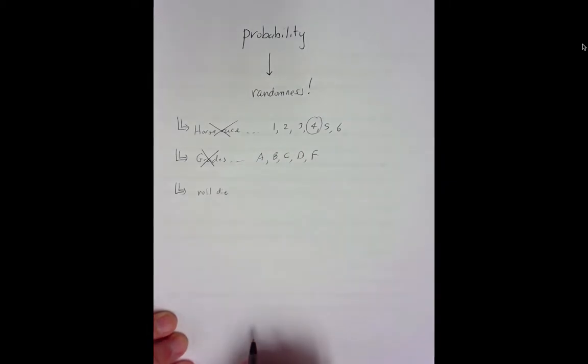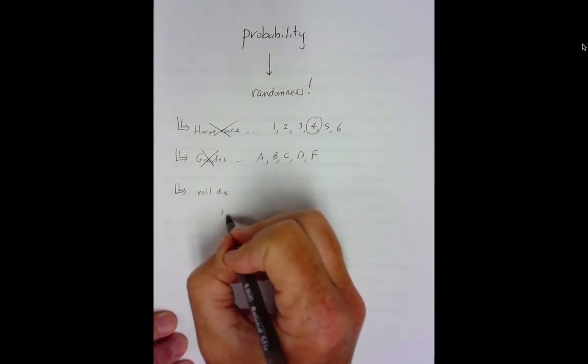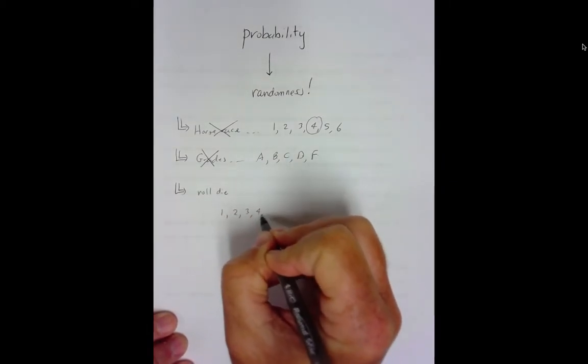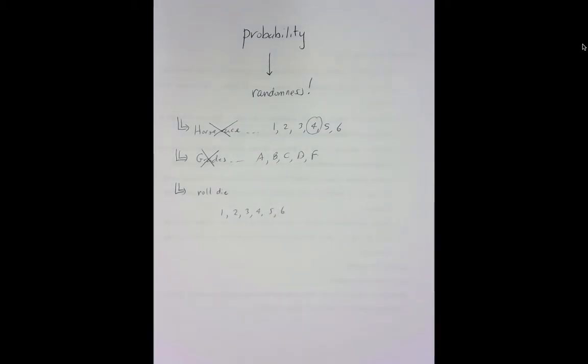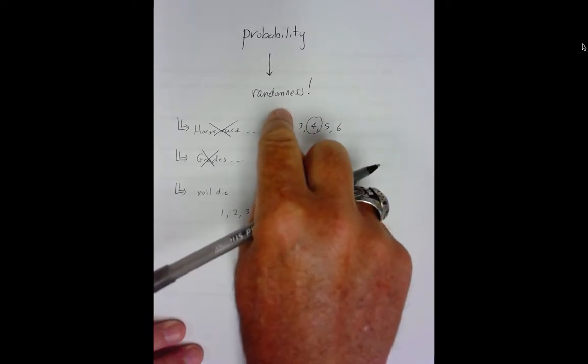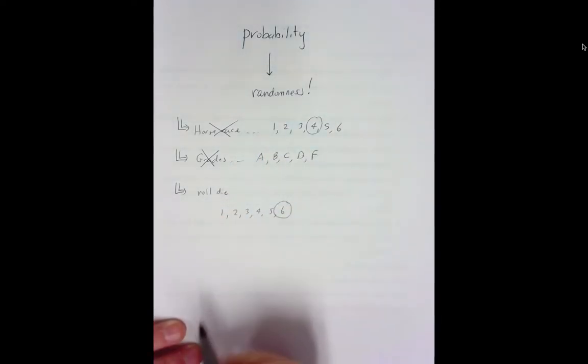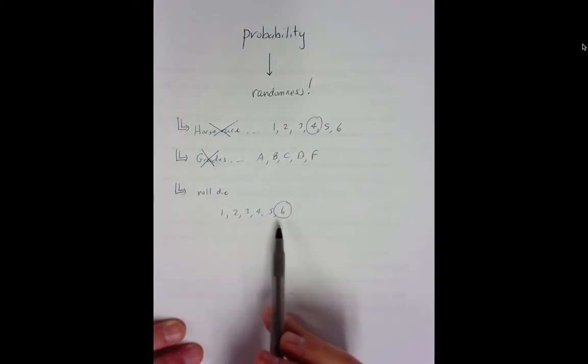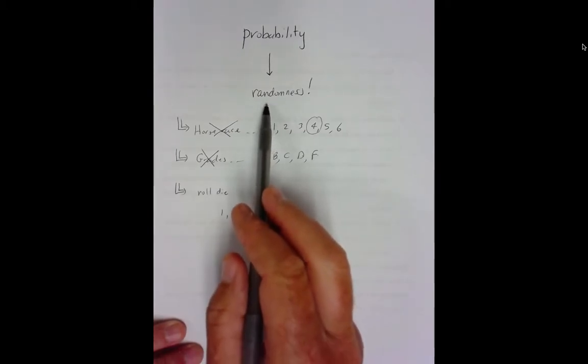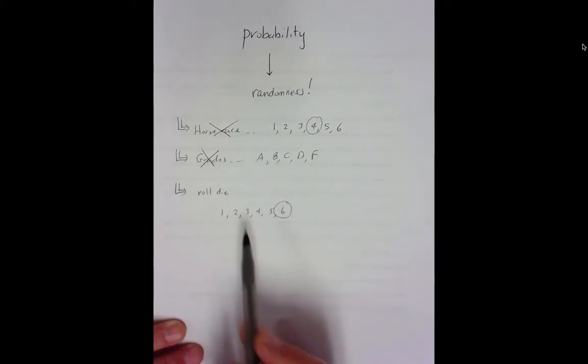What if we roll a die? A 6-sided die. 1, 2, 3, 4, 5, 6. What's the probability we get a 6? Well, we have randomness, don't we? We threw the die, assuming that no one sabotaged our dice or the surface that we're rolling it on. Then we would have a random outcome, like flipping a coin.